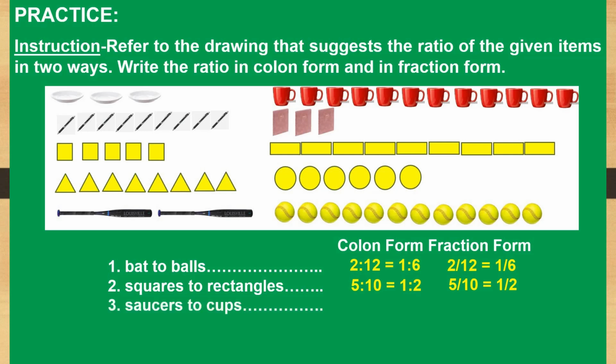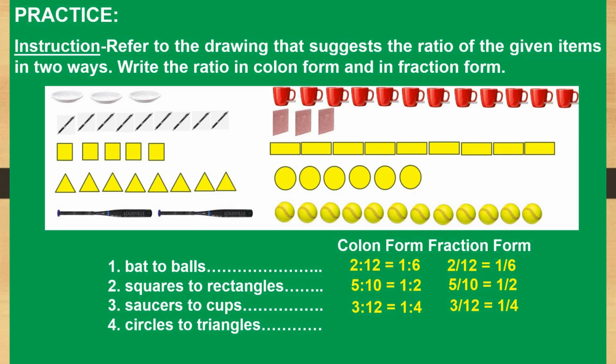Next, kindly count the number of saucers to cups. In colon form, you have 3:12, or that is 1:4. Very good, children. Let's have fraction form. 3/12, or that is equivalent to 1/4. Very nice, children. You have learned again.